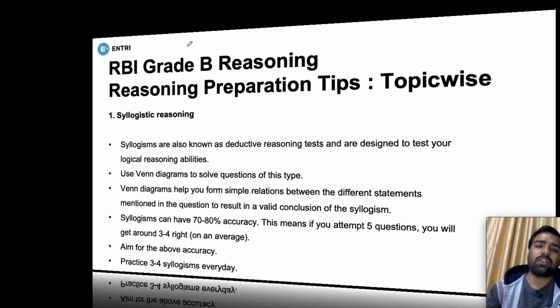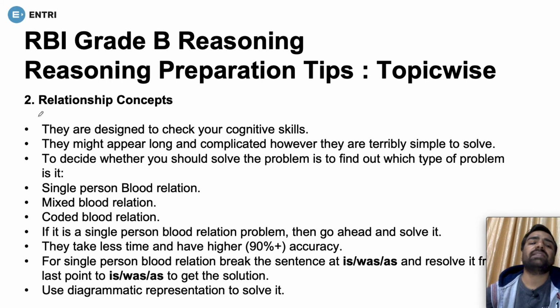Fine. If we talk about another topic, the next topic is relationship concepts. These are designed to check your cognitive skills. Fine. They might appear long and complicated. However, they are terribly simple to solve. These are very simple to solve. Now to decide whether you should solve this problem, you must be aware what type of problem it is.